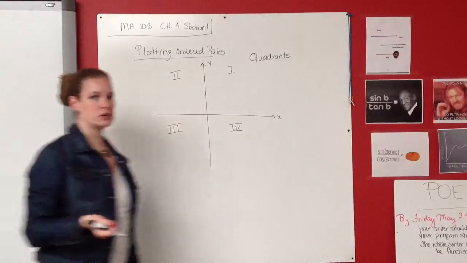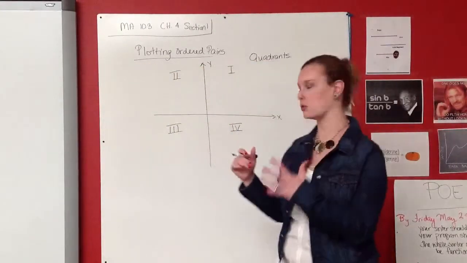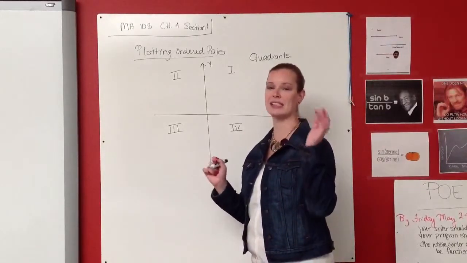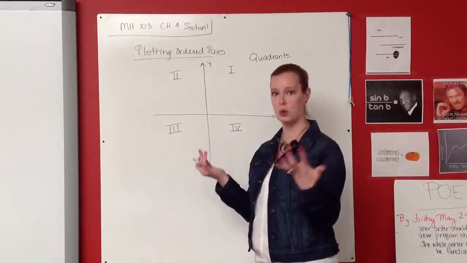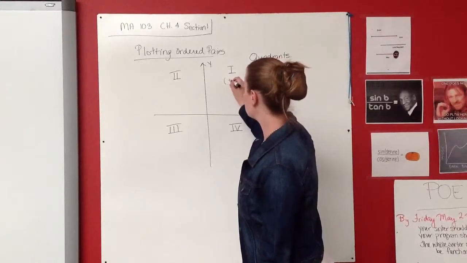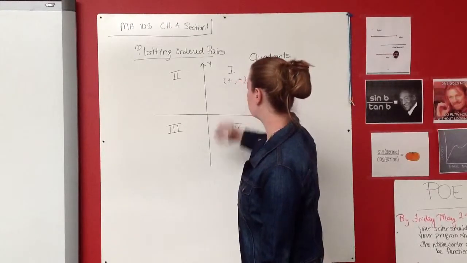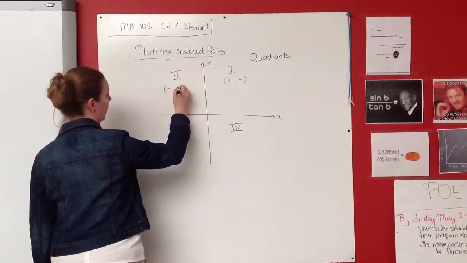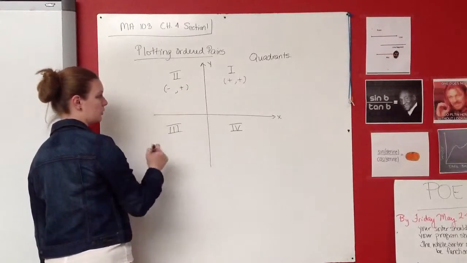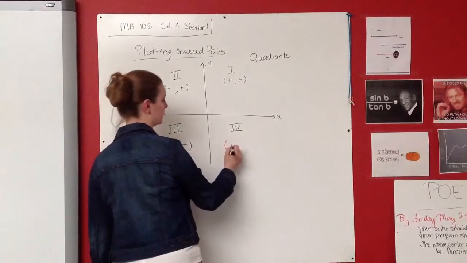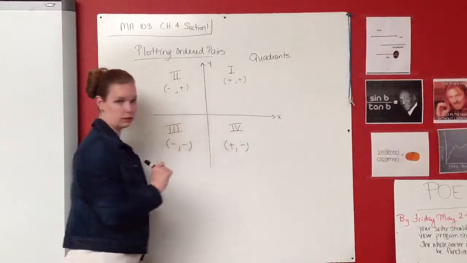Now, what's important about the fact that we can break this up into quadrants is we can tell which quadrant a point lies in based on the signs of the x and the y coordinates. So in the first quadrant, your x is positive, your y is positive. In the second quadrant, your x is negative, but your y is positive. In the third quadrant, both are negative, and in the fourth quadrant, your x is positive, but your y is negative. Okay?